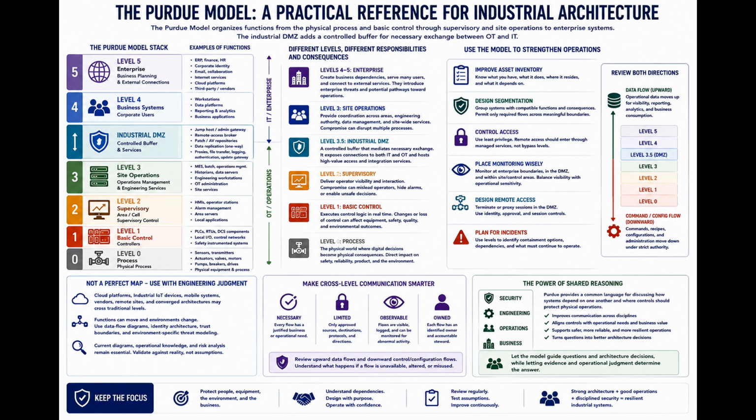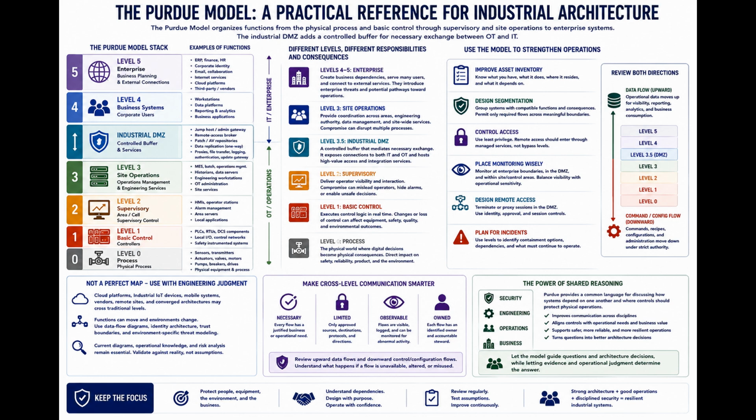Lower levels interact directly with equipment and require careful attention to safety, timing, and reliability. Supervisory and site systems provide operator visibility, engineering authority, and coordination. Enterprise systems create business dependencies and potential pathways toward operations. Use the model to improve asset inventory, segmentation, access control, monitoring placement, remote access design, and incident planning.